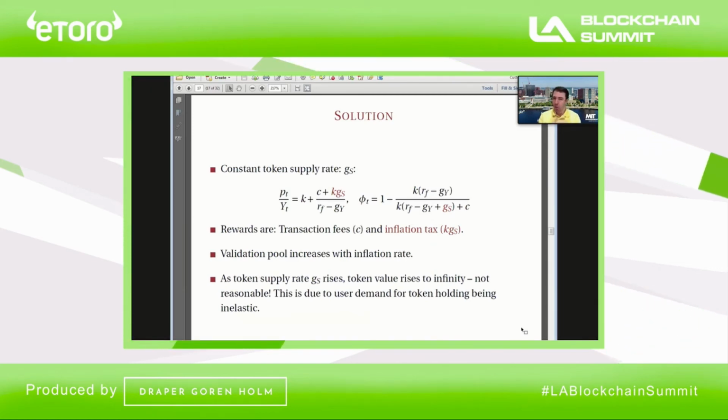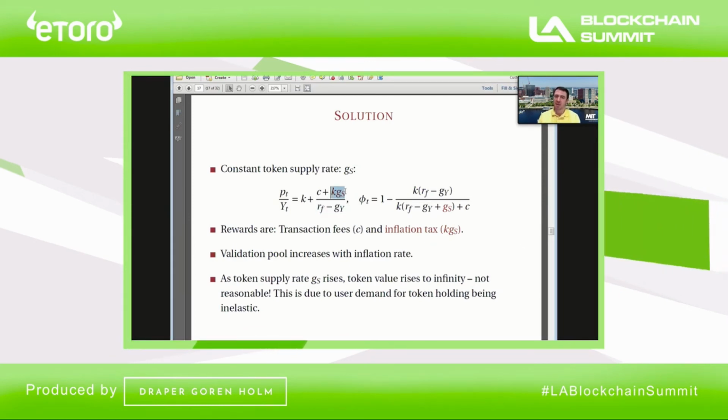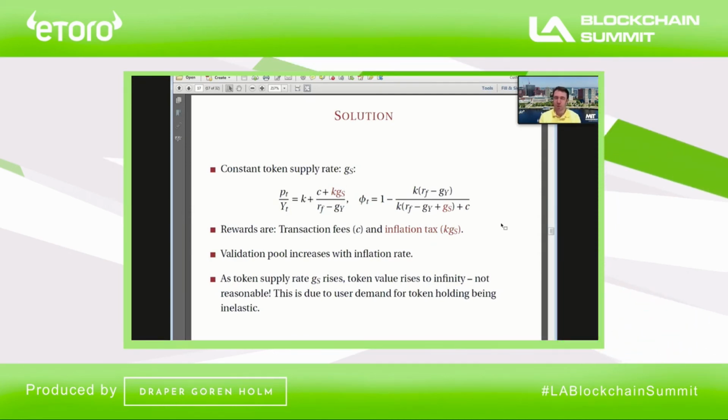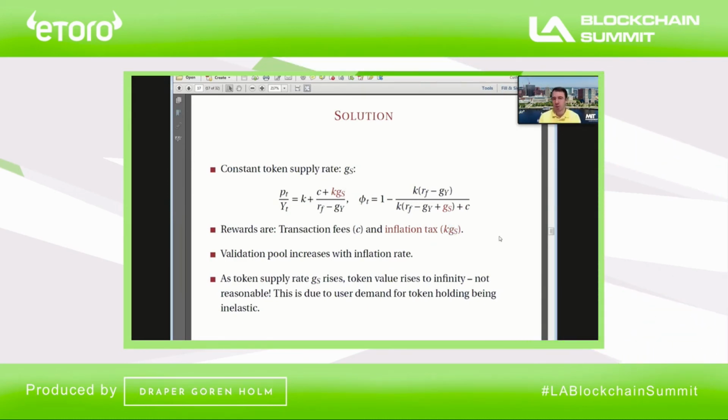If you go through all of the previous steps, you arrive at a new formula, which tells you that the ratio of the price of the tokens to the total volume of transactions is, again, inverse velocity of tokens, plus the term that discounts fees and cash flows from future transactions, except now, in addition to the transaction fees, there is also inflation tax collected by the validators. This inflation tax is a product of two terms: the size of the balances that consumers hold, K, the inverse velocity of money or tokens, and G sub S, the growth rate of the total token supply.